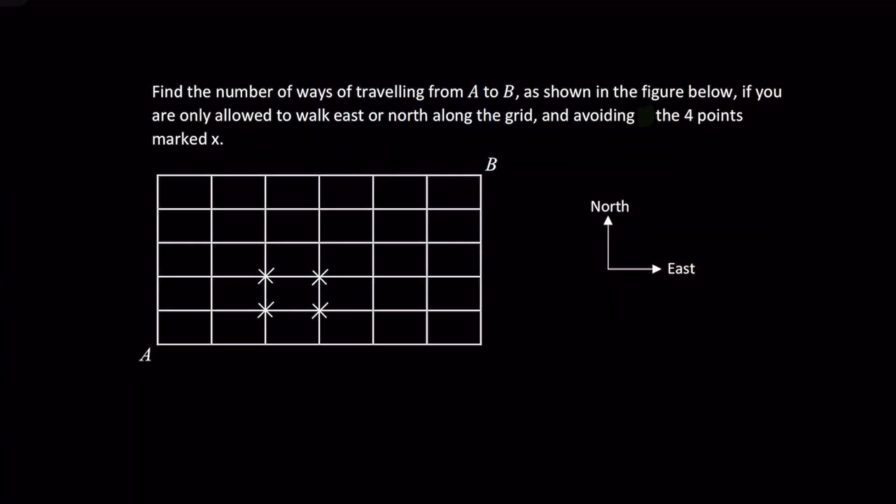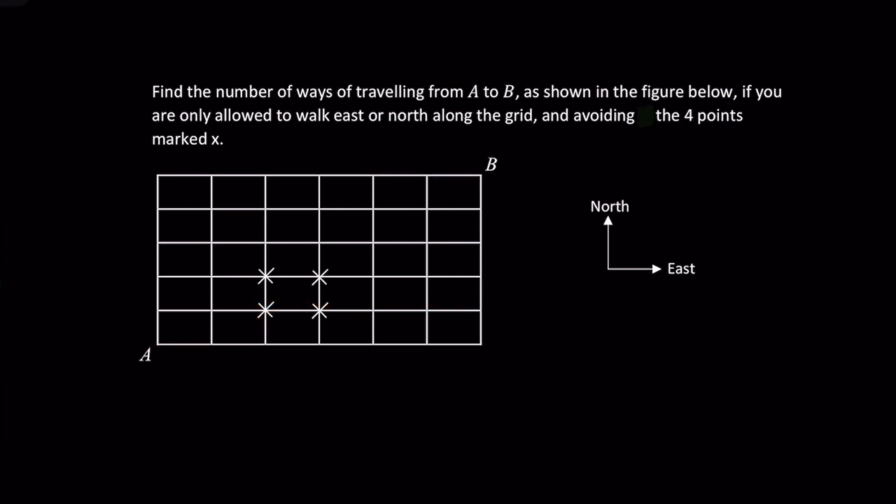Find the number of ways of traveling from A to B as shown in the figure below if you are only allowed to walk east or north, so can only go right or up, and avoiding all the 4 points marked X. What does this question want? It's actually just find the number of ways from A to B, but we cannot cross the marks X. Right.